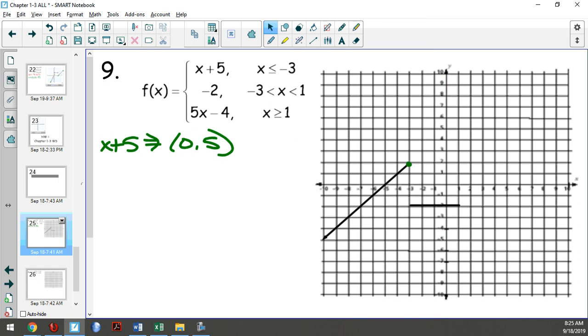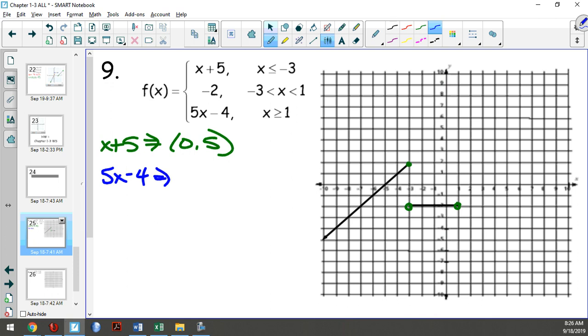Okay, here's the question of the hour. Can it be -3? It is open. Can it be +1? It is open. Okay. It's really kind of hard to see on my board there that that's open, but it is. Okay. Then the next one we're going to graph is going to be 5x minus 4.